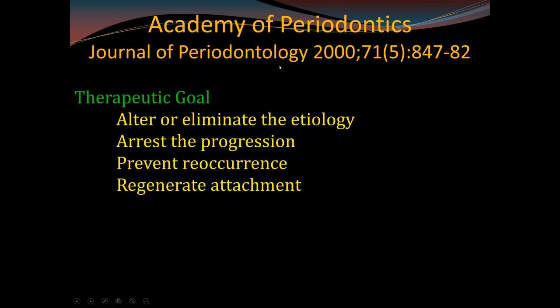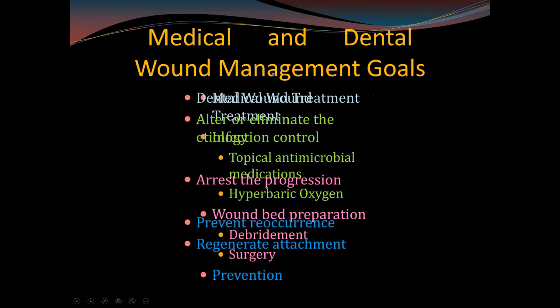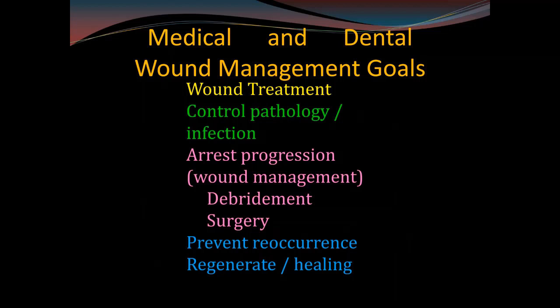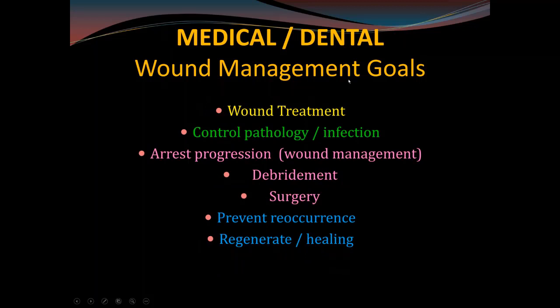If we combine the medical and dental guidelines for chronic wound care, the steps that are going to show up are going to be, number one, control the pathology, control the infective agents, arrest the progression, that's going to be your wound debridement, wound management, prevent reoccurrence, and augment regeneration. And specifically, what I want to do is show you that these guidelines work. And by applying these guidelines and treating a chronic wound, you can now control a chronic wound. And that's what periodontal disease is. So this is what we're going to be looking to do. And how do we do it?